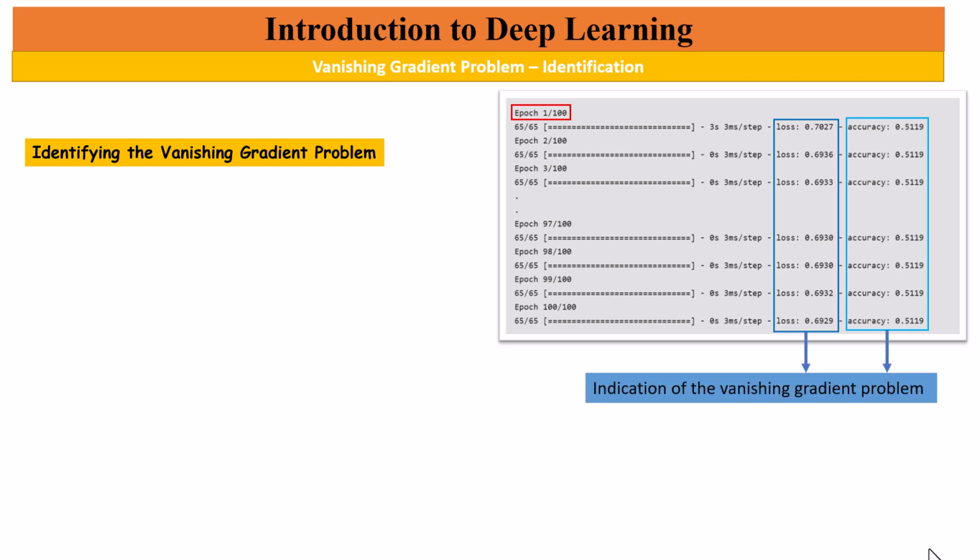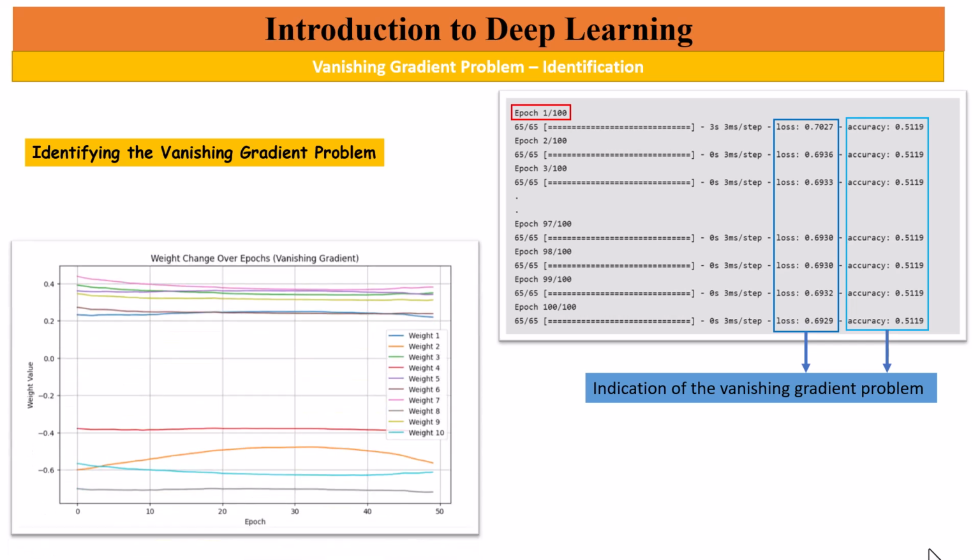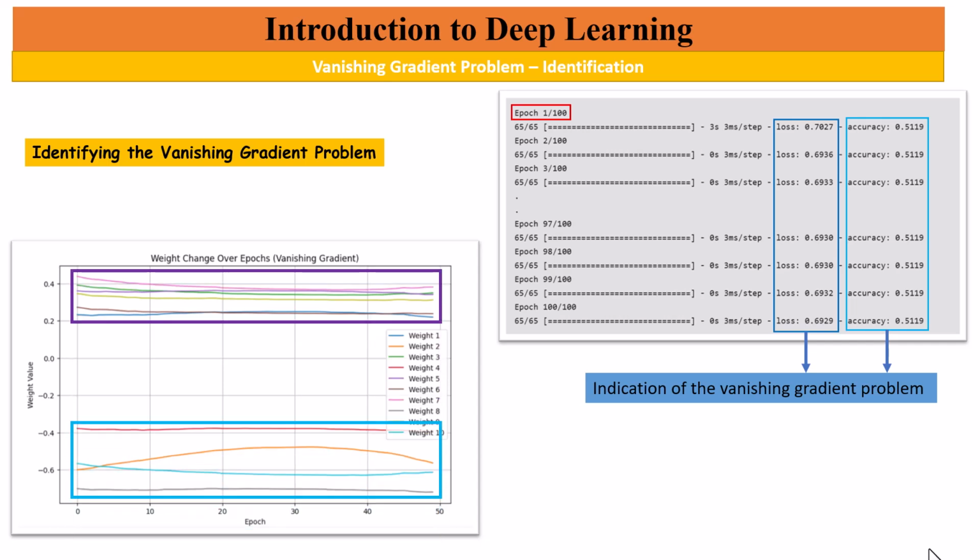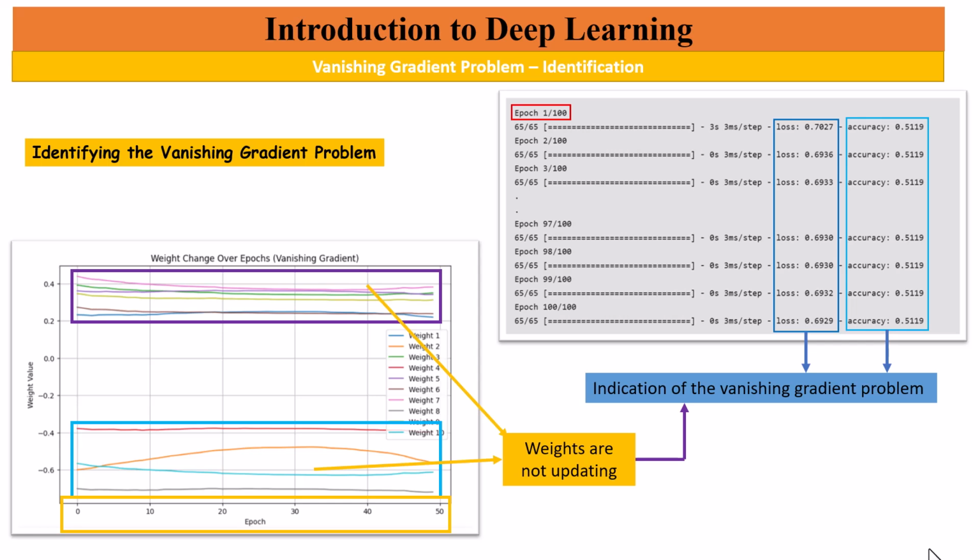In the second case, we examine a graph showing the relationship between weight values and training epoch. As illustrated, the weights in the neural network remain nearly constant throughout the 50 training epochs. In a normal learning process, these weights should change significantly as the model learns from the data. However, the flat lines indicate that the weights are barely updating, which is a typical sign of the vanishing gradient problem. This occurs when the gradients become too small to drive meaningful updates, causing the model to stagnate early in training and preventing it from learning effectively.